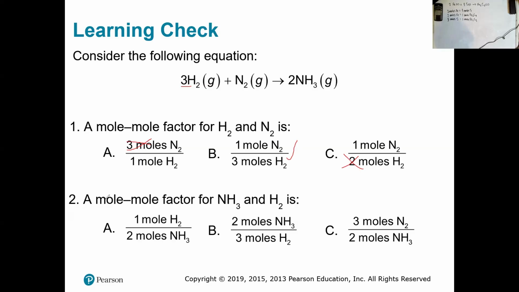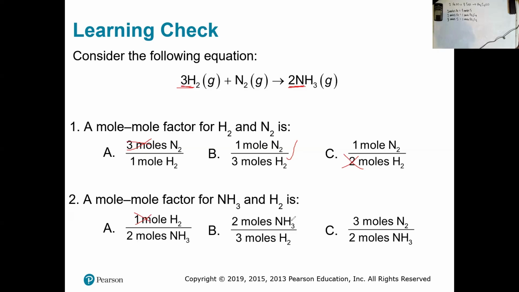Okay. A mole to mole factor for NH3 and H2. If you look back at the reaction, we have 3 with our H2, and we have the number 2 that goes with our NH3. So this first choice, 1 mole of H2, that 1 mole is no good.